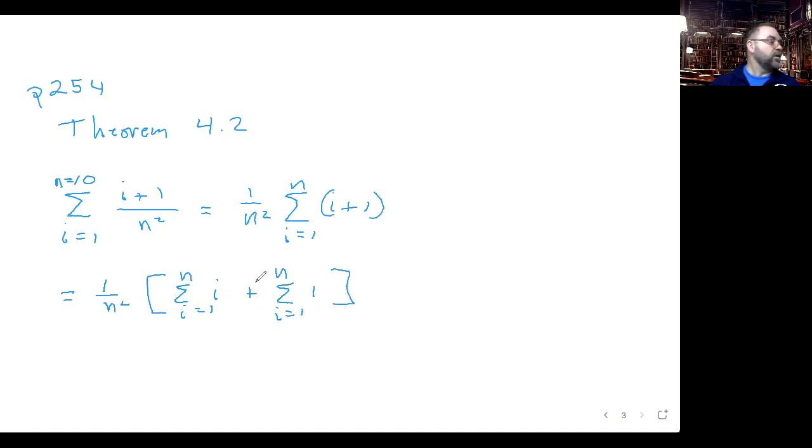And now you can see how we would do these. If you look at theorem 4.2, the sum from i equals 1 to n of i, right? Well, that's n times n plus 1 over 2. Let's try and write that a little neater. There we go. I didn't mean i. I'm sorry, guys. I meant n.